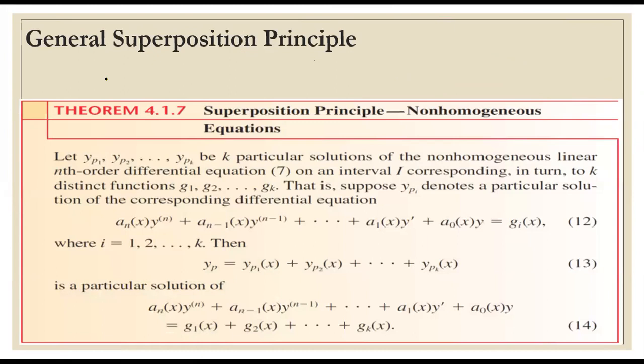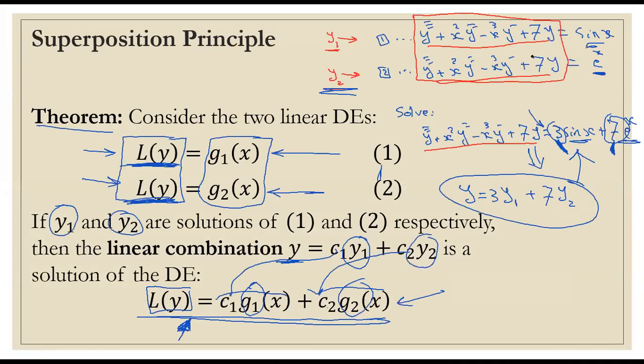In a simple way, in my previous example, I took two equations, equation number 1 and equation number 2, and multiplied by 3 and by 7. What about if you have 3 equations, 4, 5, 6 equations, and you multiply the right-hand sides by some constants and add them together? The new solution for the new differential equation will be the same constants times the solutions of my differential equations.